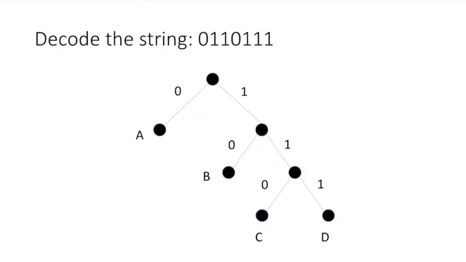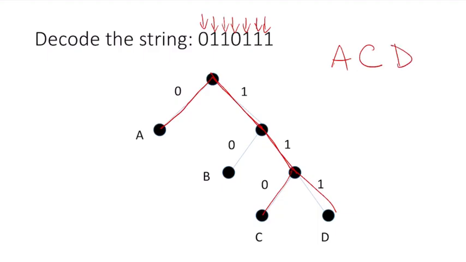So let's practice this. Let's start by decoding the string 0, 1, 1, 0, 1, 1, 1. Well, we start at our input, which is a 0. We go left, we've hit a leaf, so A is our first symbol that we've compressed. Now we move on to the next part. We've got a 1, we go to the right, we have another 1, we go to the right, we have a 0, we go to the left. So our second input symbol is a C. We go right, right, and right, and our final symbol is D. So ACD is the sequence of symbols encoded by that bit string.